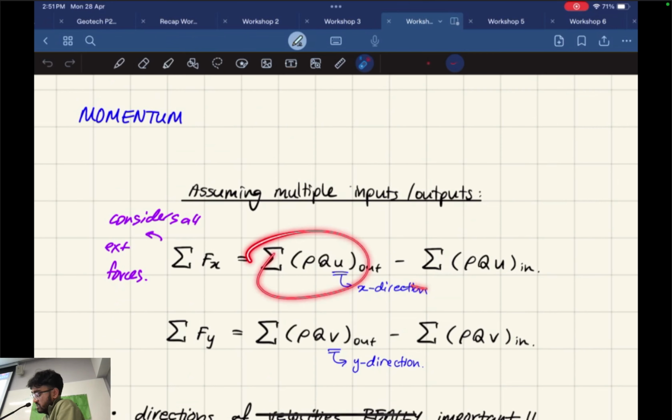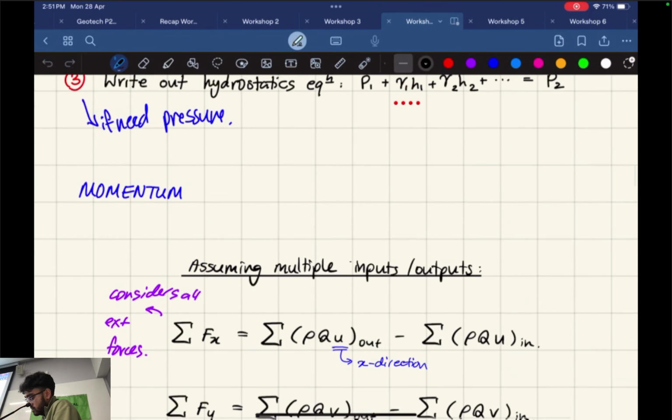And what we have on the right-hand side is what we call our momentum fluxes. There are two different ways we can express our momentum flux, in our x and y direction. In our x direction, you consider only the velocities and flows that are inputting and outputting in the x direction. For the y direction, sum of forces in the y, we're looking at only the y direction velocities and flows. So this was a question in quiz 1.